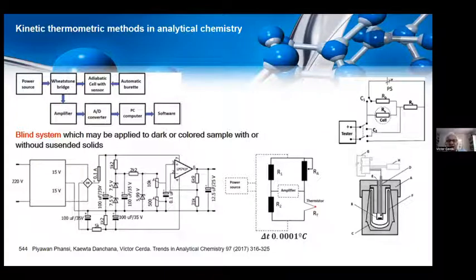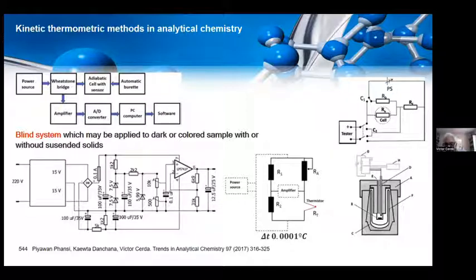A very interesting system to control the kinetic methods using thermometric measurements. For thermometric measurements, you are using a Wheatstone bridge. Then you can connect an amplifier and power the Wheatstone bridge with a stable power source. Then you can place the solution in a beaker that is placed in a dewar flask.